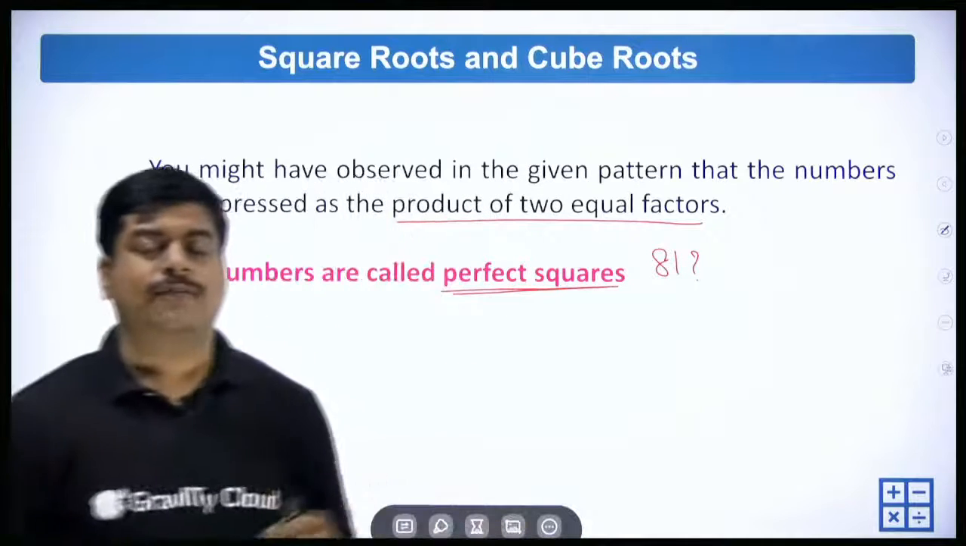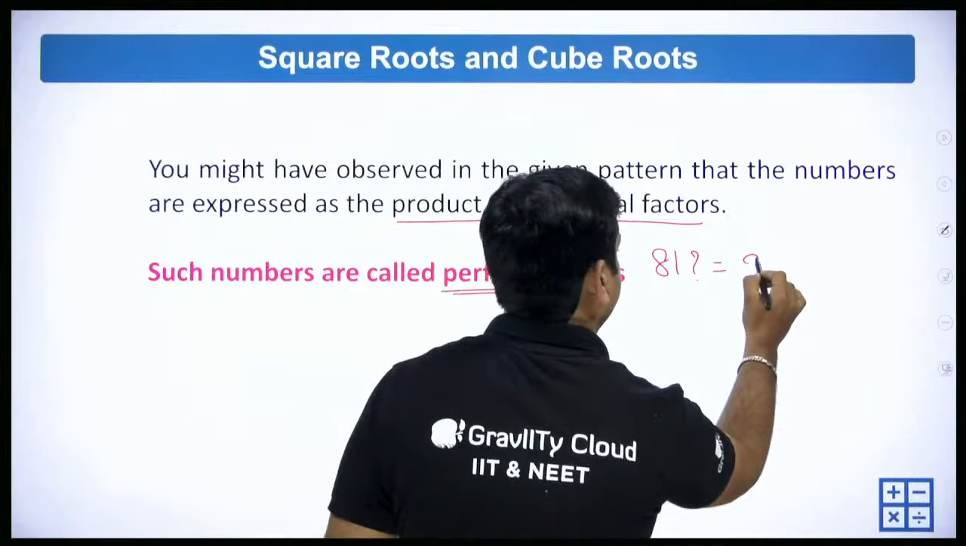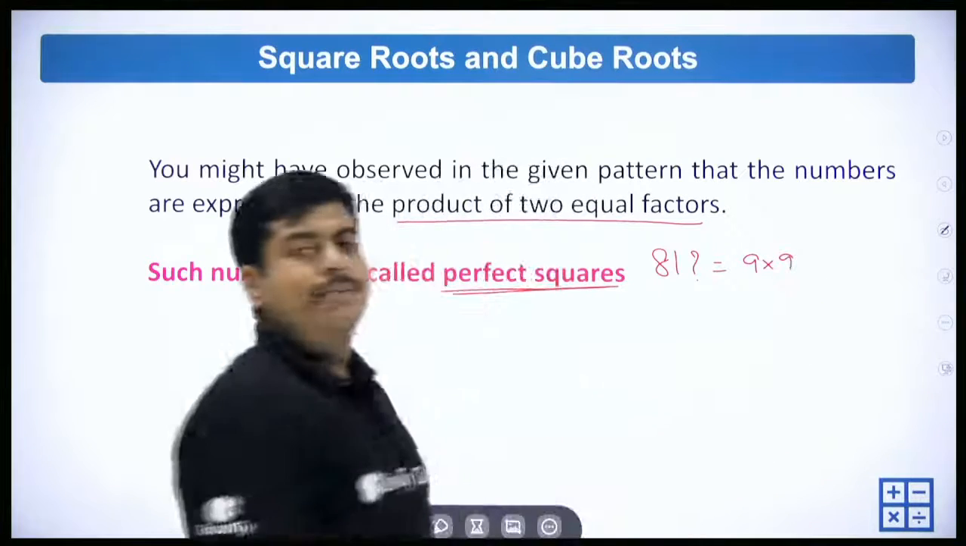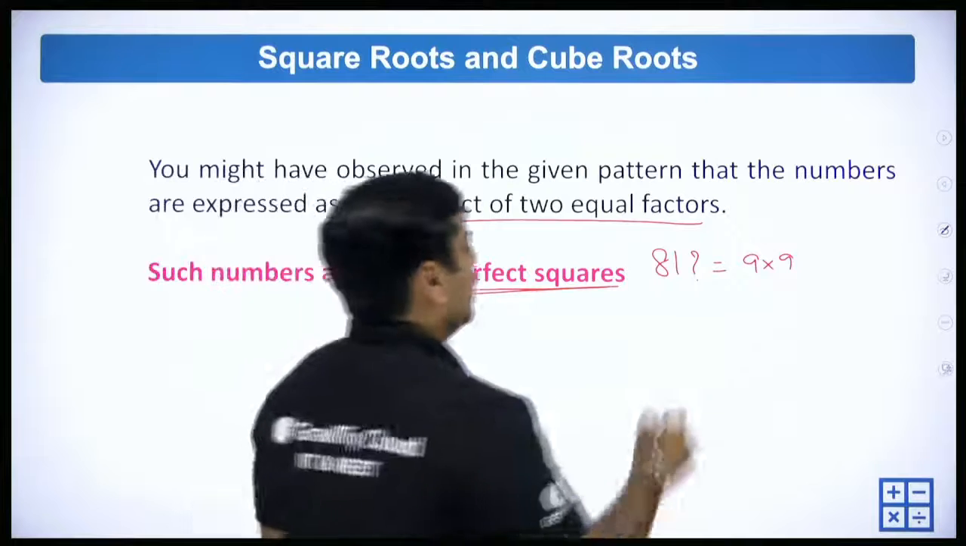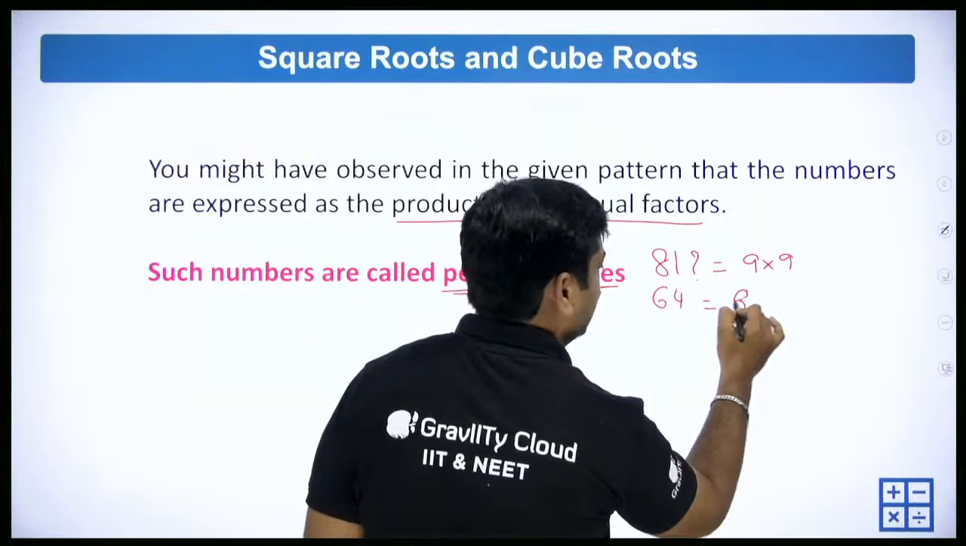Is 81 a perfect square? Yes. Why? 81 can be written as 9 into 9, right? In the same way, I will go for 64. 64, is it 6 into 6? No, 8 into 8, okay?